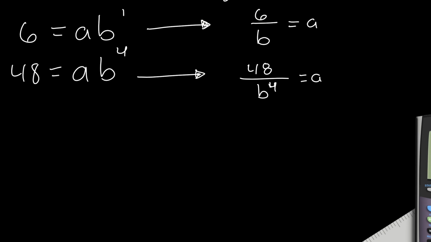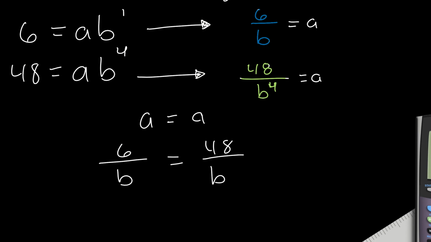So certainly it is true in the context of this problem that a is equal to itself. And I have 2 expressions that equal a, right? The top one, which is 6 over b, and the bottom one, which is 48 over b to the fourth. I'm going to set those 2 expressions equal to each other. So I'm going to write 6 over b is equal to 48 over b to the fourth power.